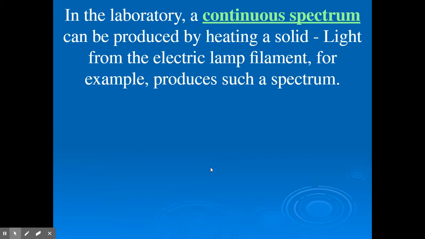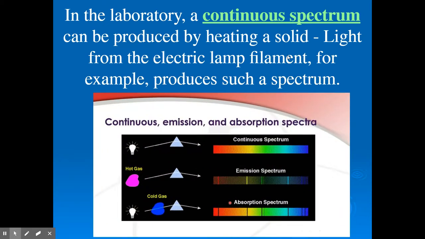But in our lab, at our level, a continuous spectrum is produced by the heating of a solid material. We would do this by using an old school light bulb, an incandescent light bulb. The way an old school light bulb works is it's got a little piece of tungsten in there that glows when electricity is passing through it. So that's actually using a solid piece of material, and we can see that continuous spectrum.